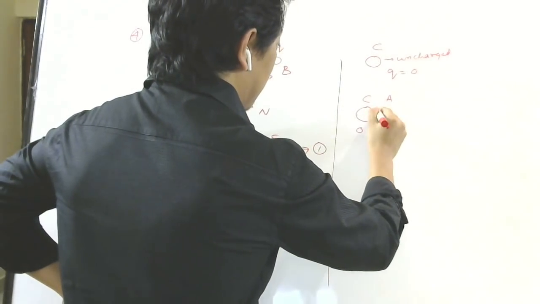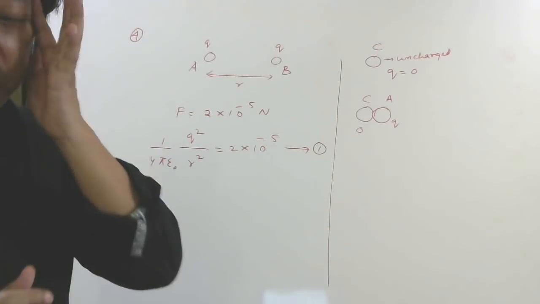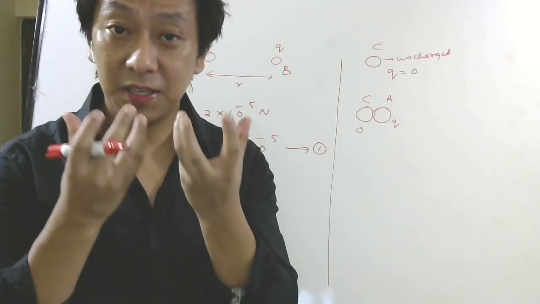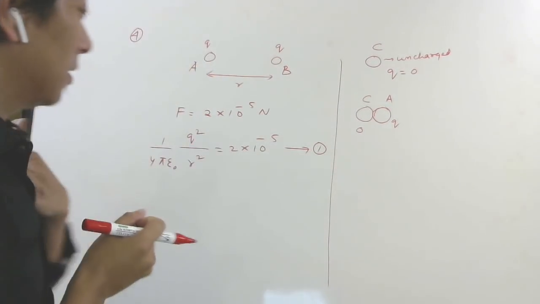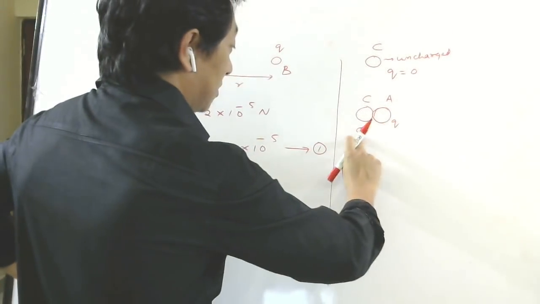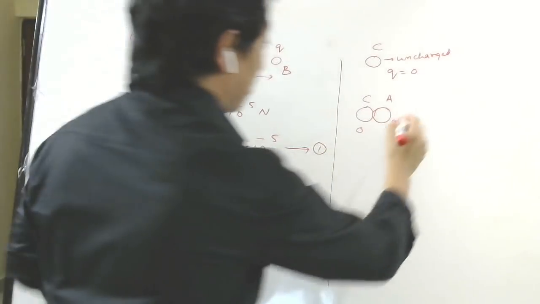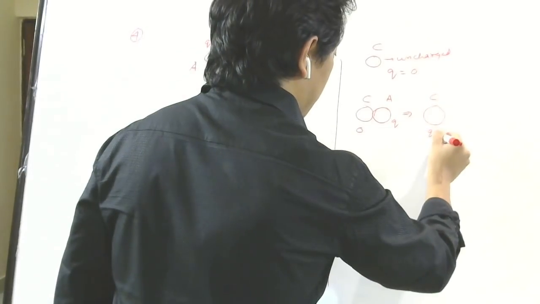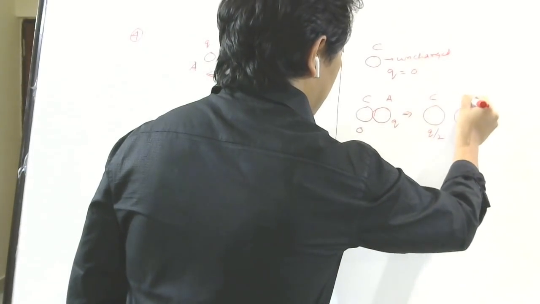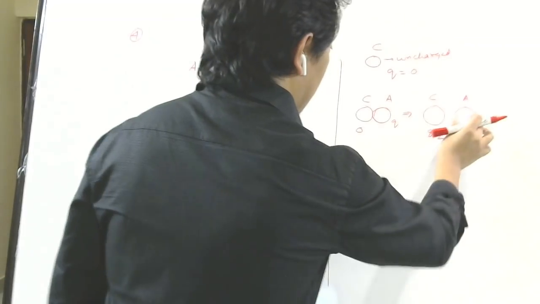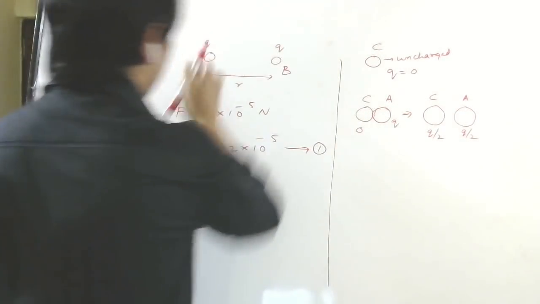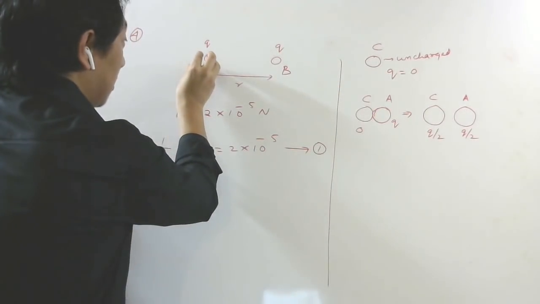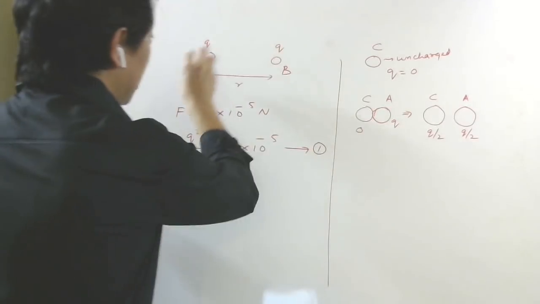I told they are identical. So the total charge will be shared equally because they are identical. Their radius is same. Their capacity is same. So total charge is how much? Q plus 0 will be Q. That will be divided equally. So after contact, C will have charge Q by 2. A will have charge Q by 2. And this A is kept, A is there only, right? See what you have done. You have taken the third conductor, you have touched here. When you touch it, this will happen. Then you are keeping it here.